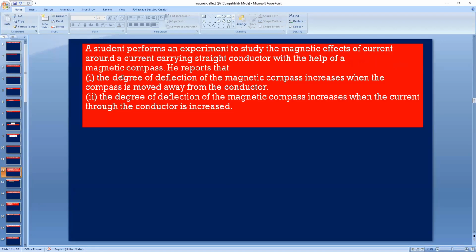Next question. A student performs an experiment to study the magnetic effect of current around a current carrying straight conductor with the help of a magnetic compass. He reports, first, the degree of deflection of the magnetic compass increases when the compass is moved away from the conductor. Second, the degree of deflection of a magnetic compass increases when the current through the conductor is increased.